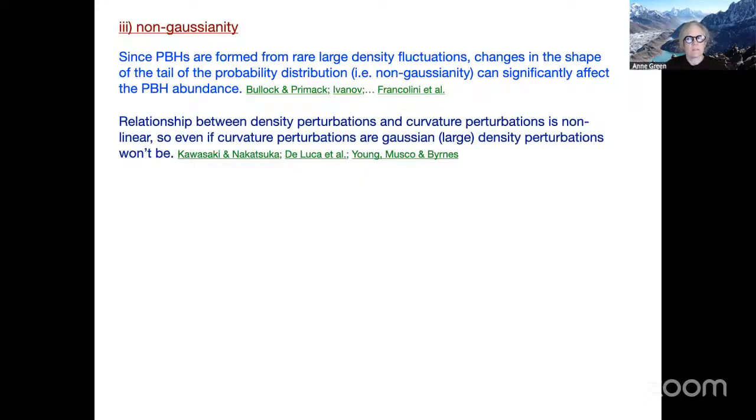Another crucial thing that's been realized more recently is that because the relationship between density and curvature perturbations is nonlinear, large density perturbations are inevitably non-Gaussian. So even if the curvature perturbations were Gaussian, the density perturbations wouldn't be.